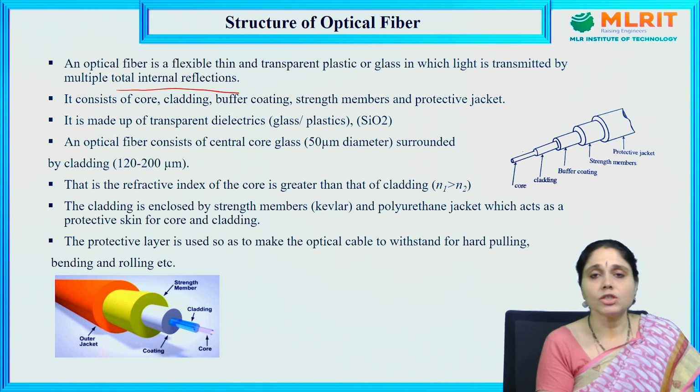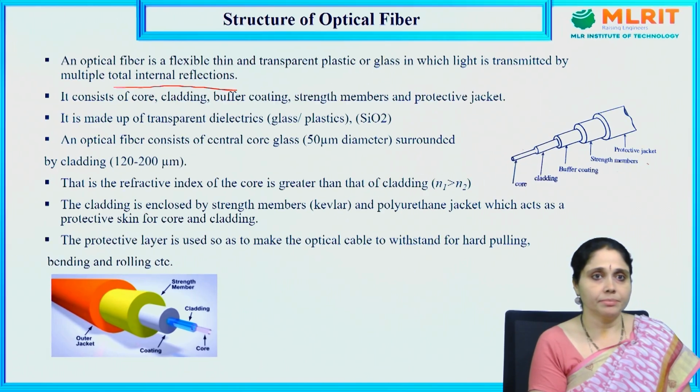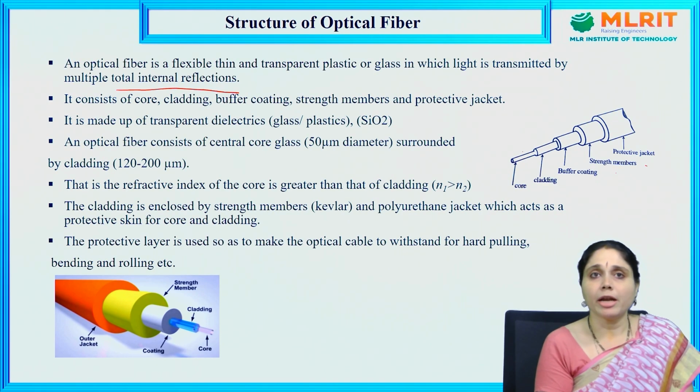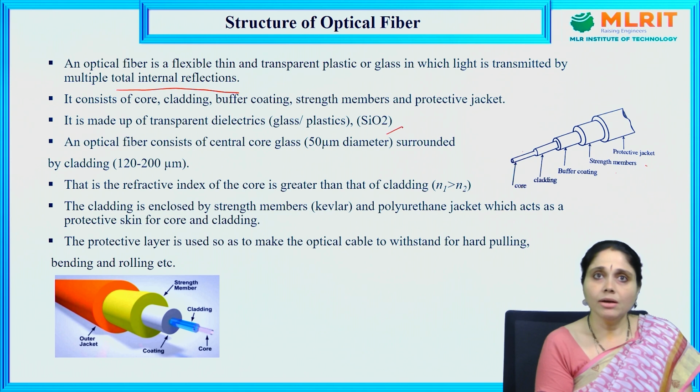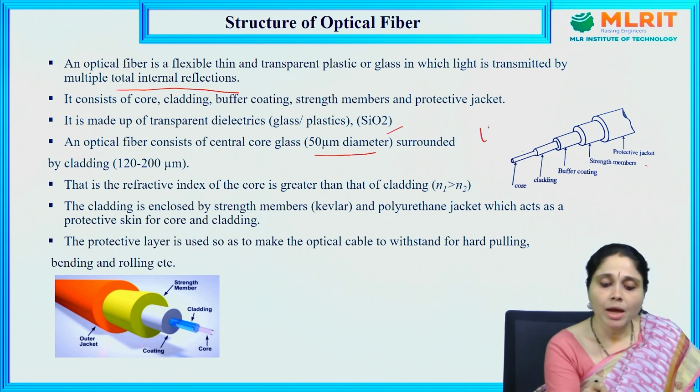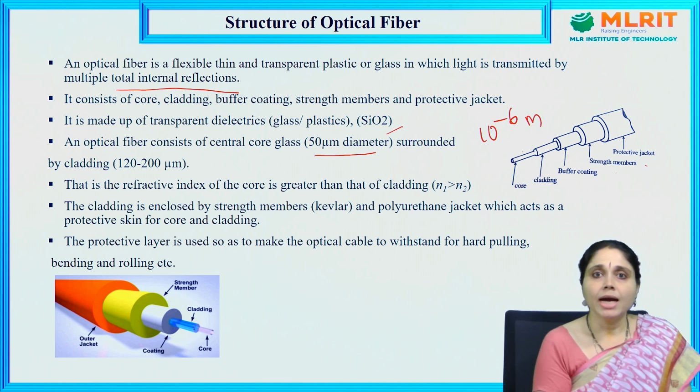It consists of core, cladding, buffer coating, strength members and protective jacket. So these are the 5 parts. It is made up of transparent dielectrics, glass or plastic, for example silicon dioxide. An optical fiber consists of a central core glass of 50 micrometers diameter. Micro means 10 to the power of minus 6 meters. That means it is very thin, as thick as our hair.